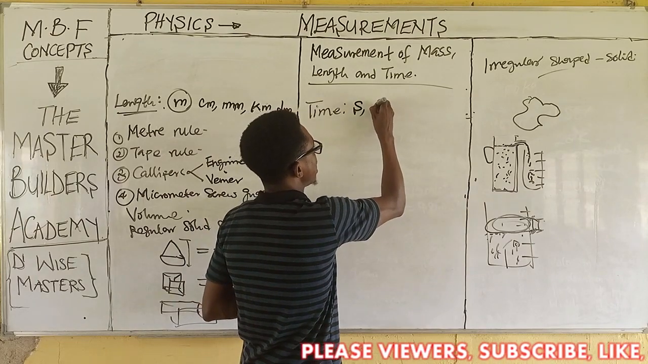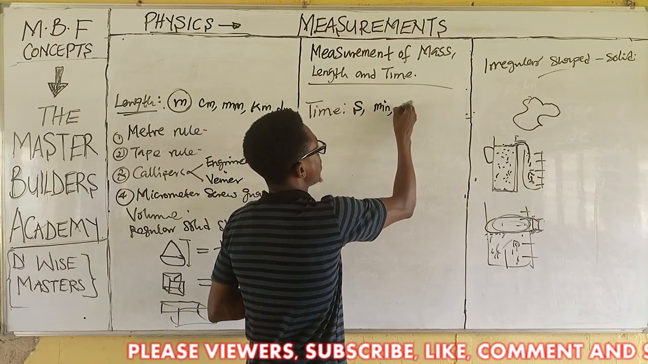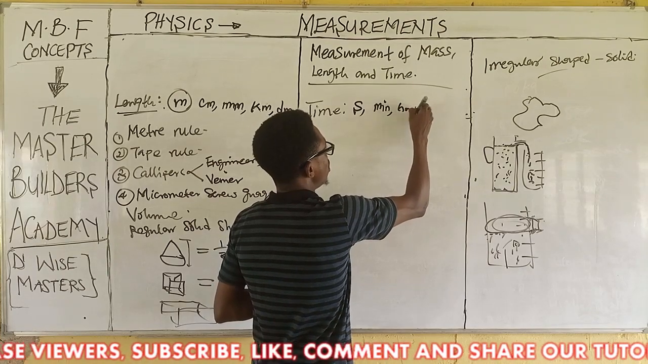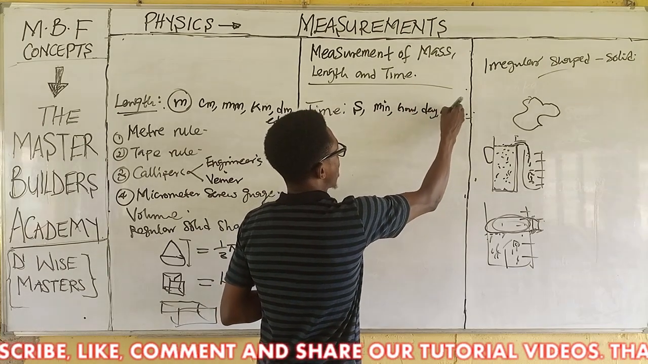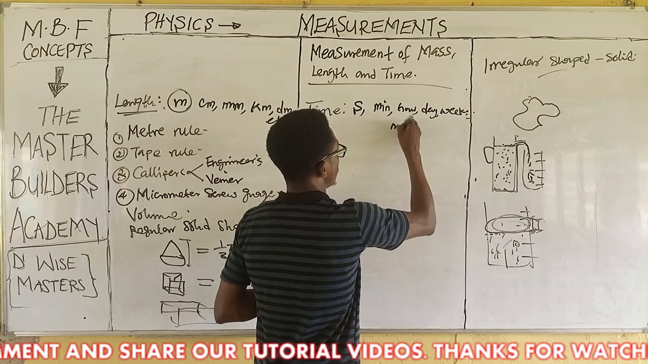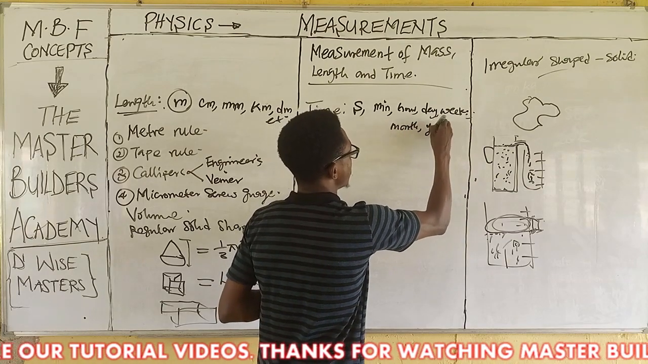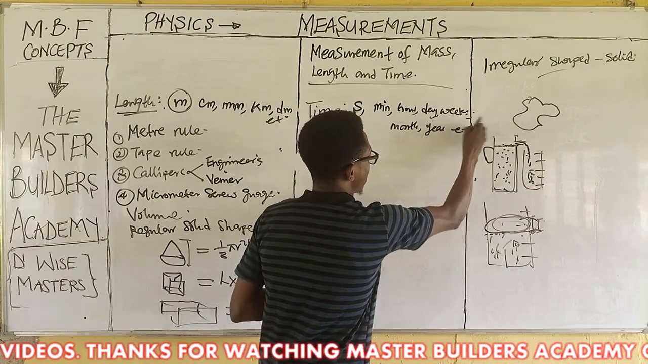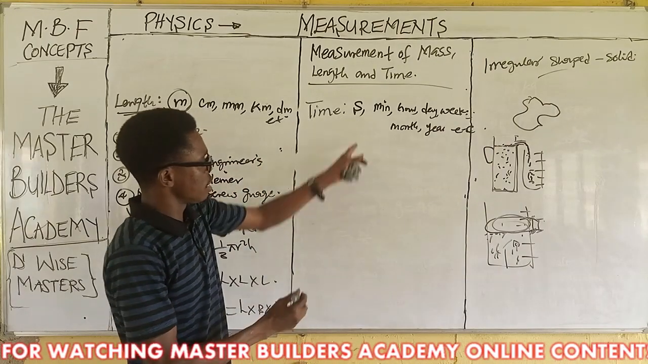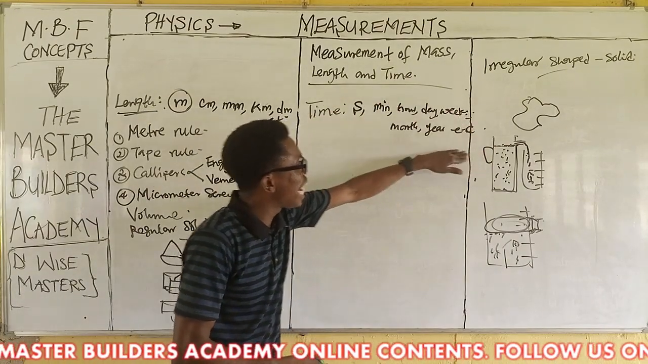It can be given in minutes, hours, days, weeks, months, in fact years, and even decades. These are all units of measurement of time.